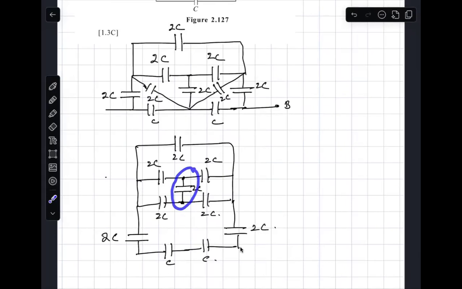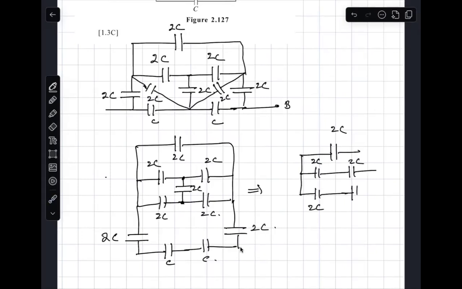This is Wheatstone's bridge, and simply ignore that A 2C. So finally, this is next stage of the circuit is 2C, 2C, 2C, 2C, 2C, C, 2C, 2C, C.